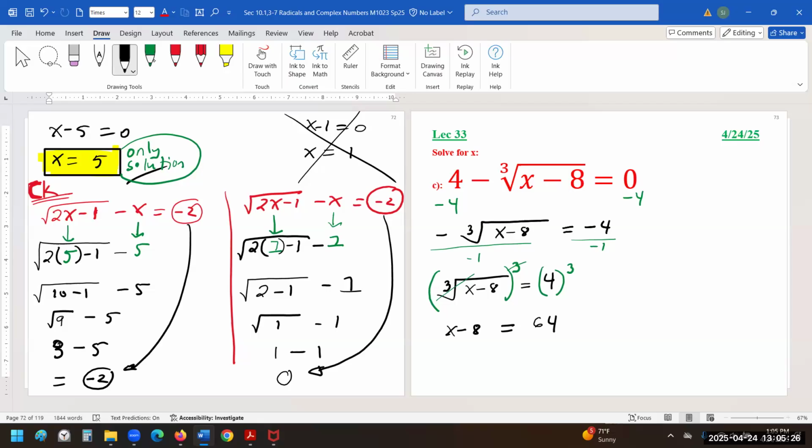And now to get the x, what is our next step? Add 8 to both sides of the equal sign. That gives us x equals 72. Since we are dealing with cube root, technically you don't have to check the answer. For any type of odd root, answers don't need to be checked. But let me check anyway.